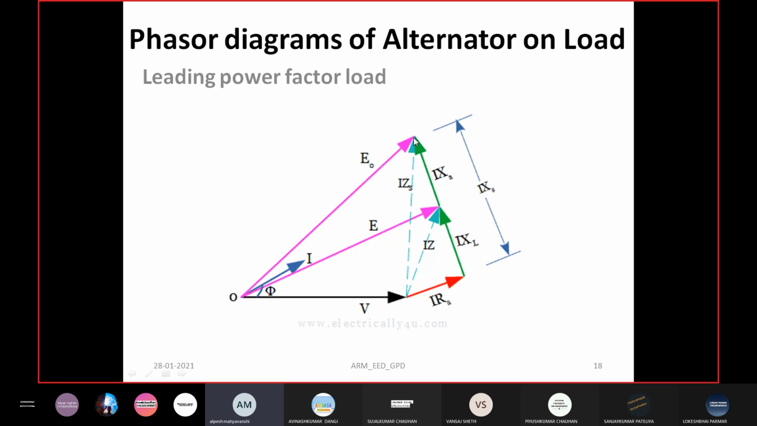Now connect this point and this point, that is the no load induced EMF. Connect this point and this point, that is the on load induced EMF. If we connect these two points, then it will give the IAZ drop. And if you connect these two points, then it will give the IAZS drop. So this is the phasor diagram for leading power factor load.